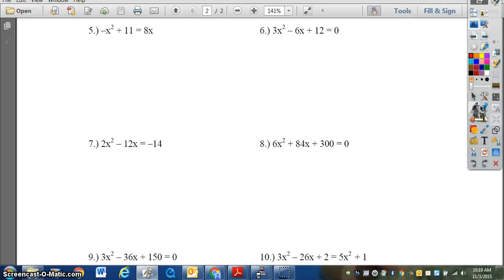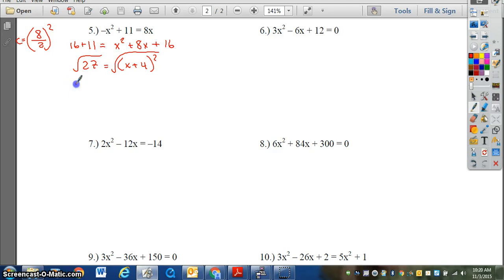Okay, pick it up with 5. I'm going to get this to be positive, so I'm going to leave 11 where it is. I'll have x squared plus 8x plus some unknown. Well, let's get that. Take 8 divided by 2, squared. My new C value will be 16. And I'll add that to both sides. This is x plus 4 squared. So I'm taking the square root of this, which is going to be 3 root 3. So x plus 4 equals plus or minus that. So I'll have negative 4 plus or minus 3 square root of 3. Okay?